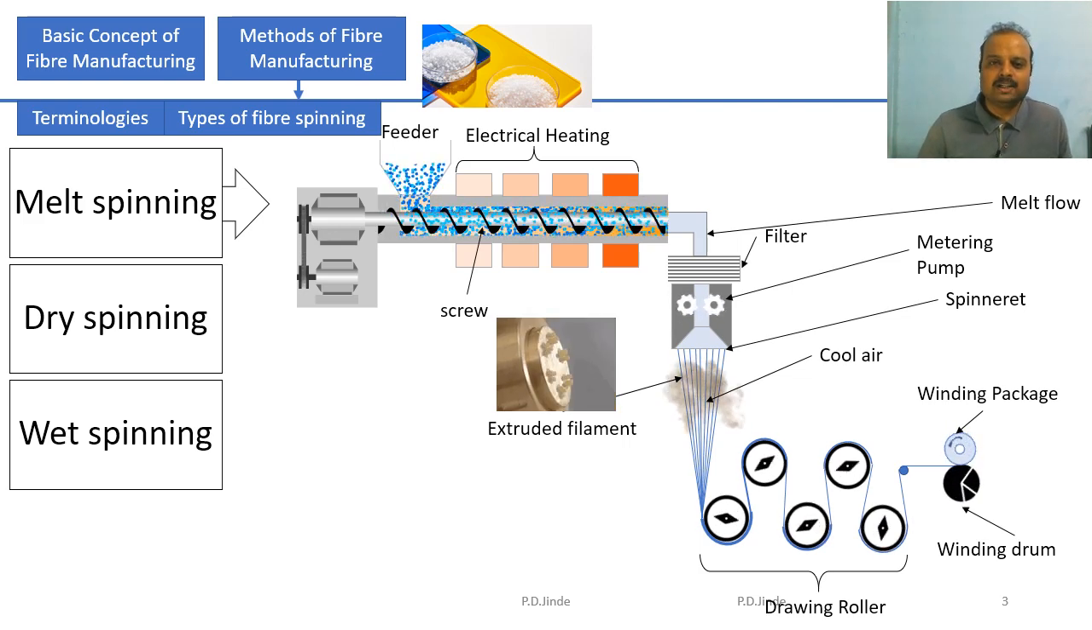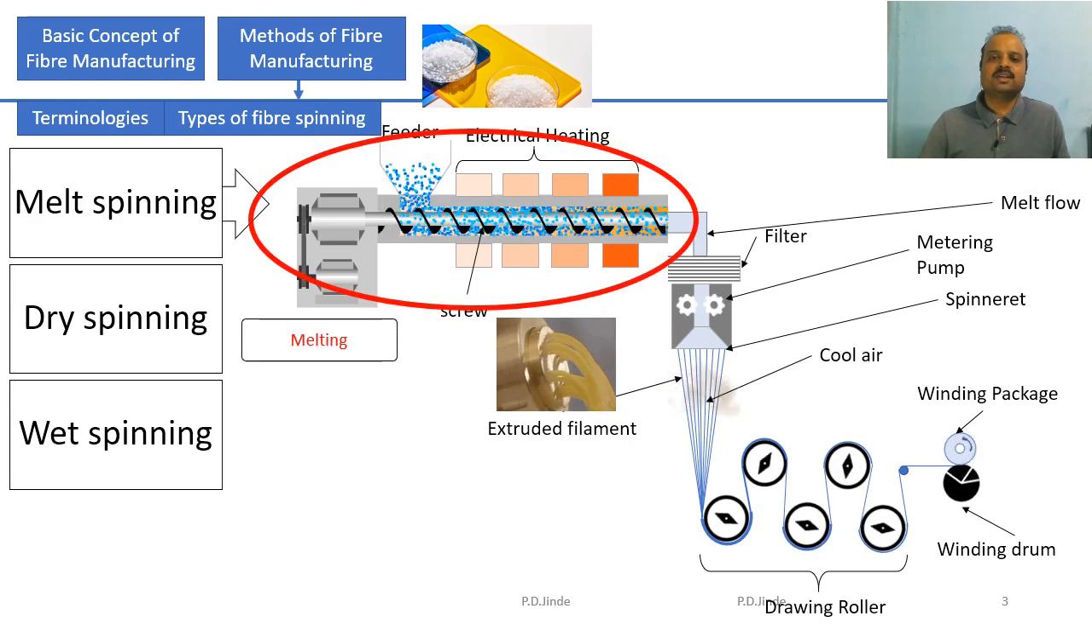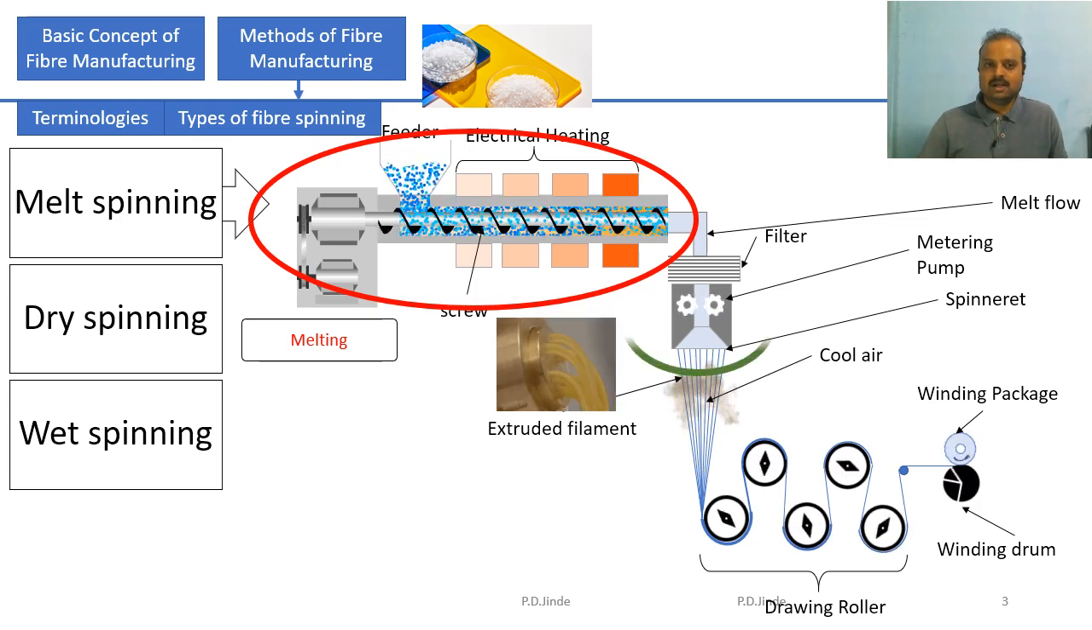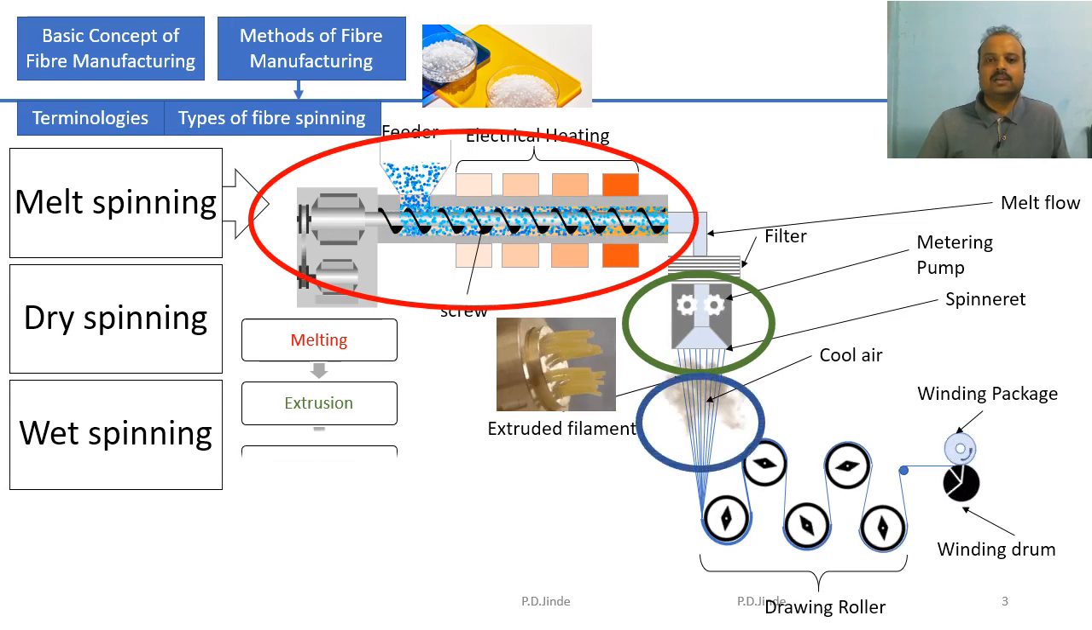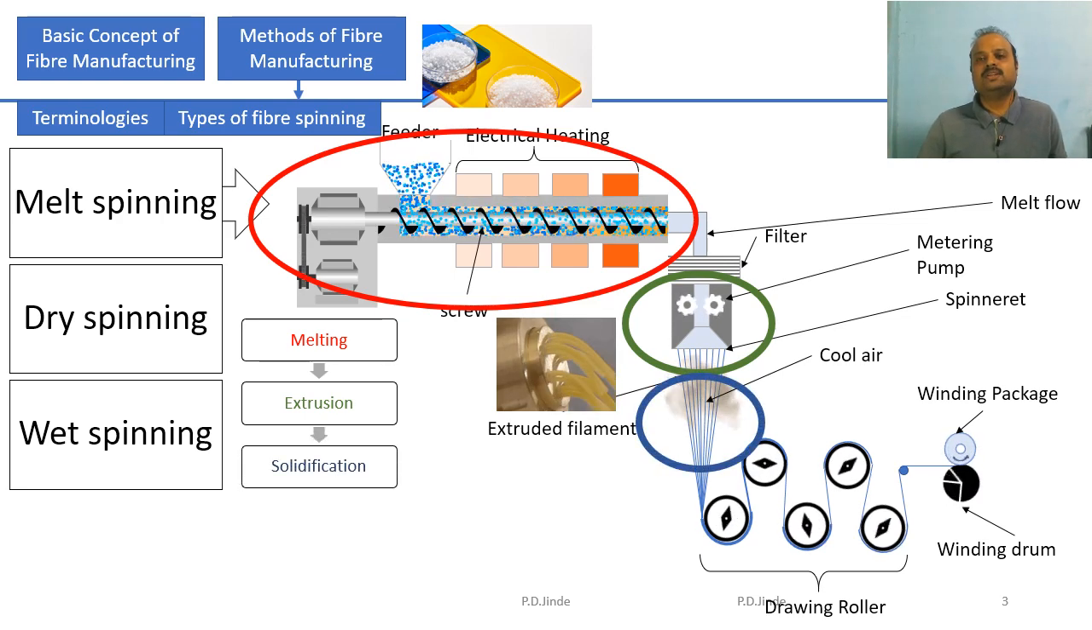So this melt spinning process involves five stages. The first stage is melting, that is, polymer granules get melted into a molten liquid. Now this liquid is extruded. This is the second major step, that is, extrusion. Extrusion is passing this molten liquid through a small hole in such a way that filaments are created. The third important stage is that the created filaments need to cool off so they become solidified. So the third major step is solidification.